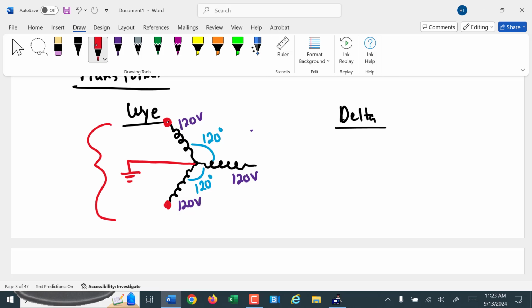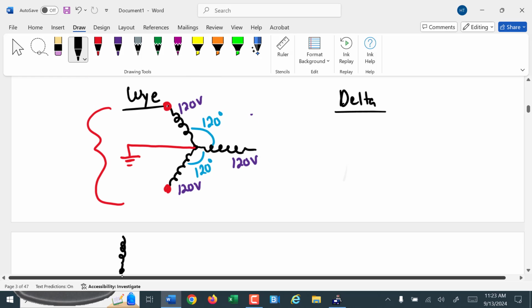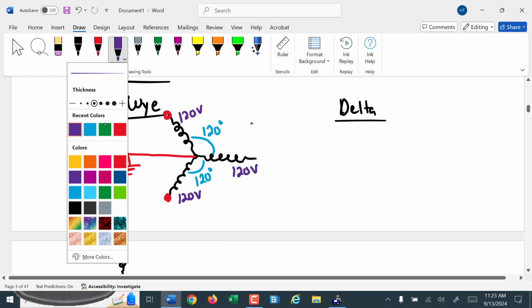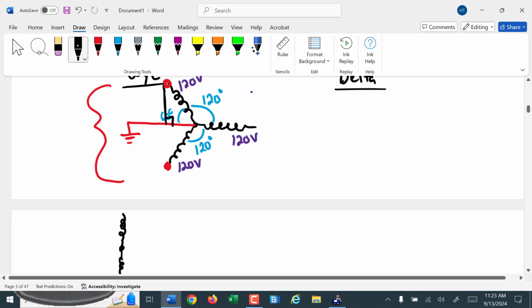The voltage between those two phases is not a full 240 volts, because for that to be a full 240 volts, the phases would have to be opposing each other like this. And they're not. They're at an angle. This is 120 degrees between here. That makes this 60 degrees. And so this distance here, that shape there forms a right triangle.